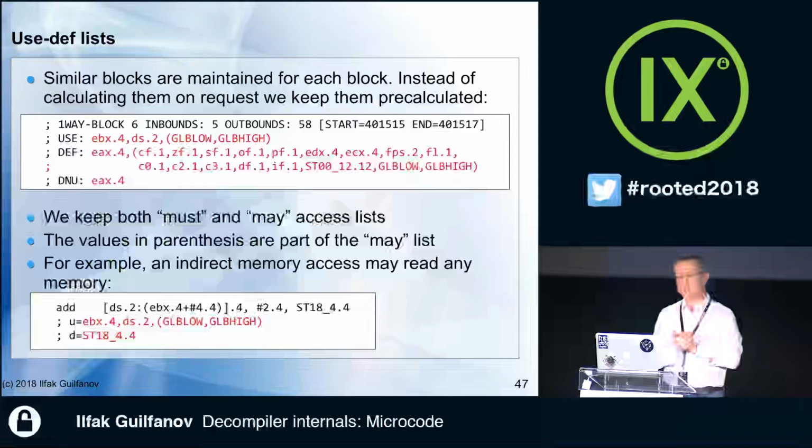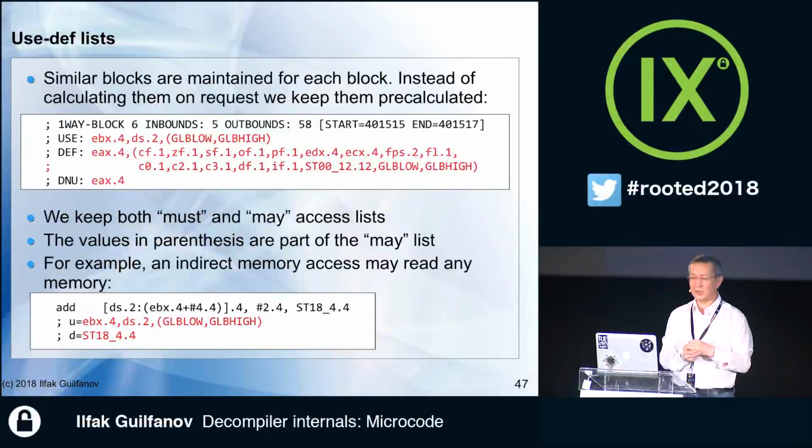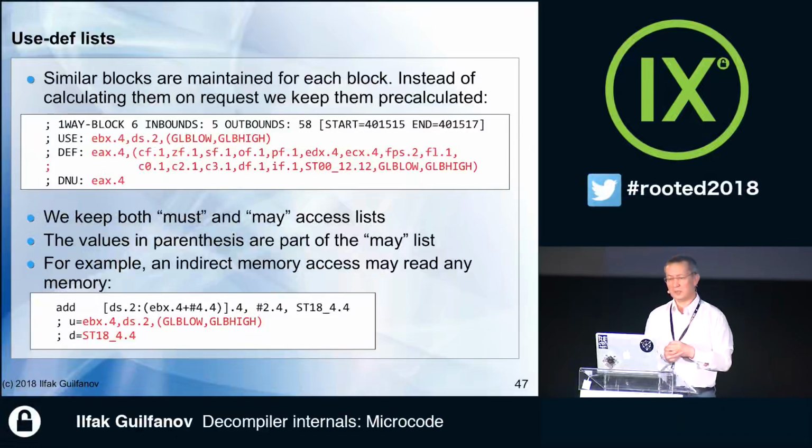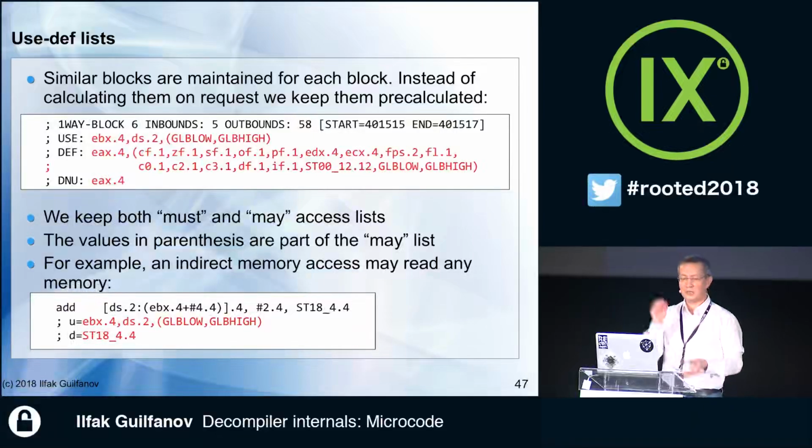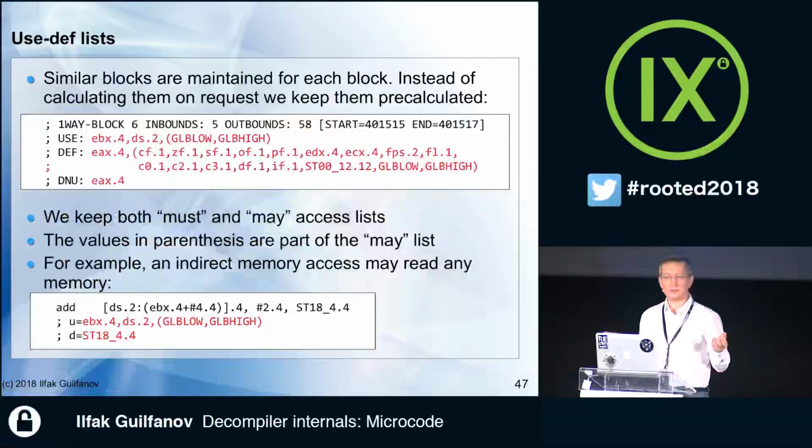Similar use and definition lists are maintained for each block as well. Here we keep them pre-calculated instead of recalculating on demand, because basic blocks can be very big and therefore it can be very expensive. By the way, one of the things that we try to do with the microcode is to stay very efficient. I'm proud to say that we really achieved our goal, because if you take our decompiler, most stuff can be decompiled instantaneously, within seconds, very, very fast.